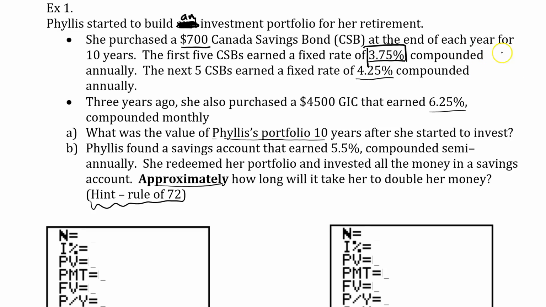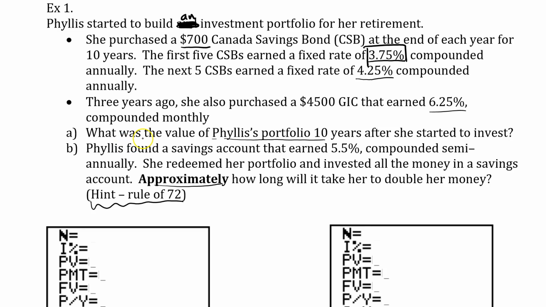This is going to be tricky because we're going to have to think of the Canada Savings Bonds in 2 different chunks, and because of that, 3 different chunks. You'll see what I mean. What was the value of Phyllis's portfolio 10 years after she started to invest? Oh, and I forgot to read one. 3 years ago, she also purchased a $4,500 GIC that earned 6.25% compounded monthly. I know why I forgot that one, because that one's the easy one.